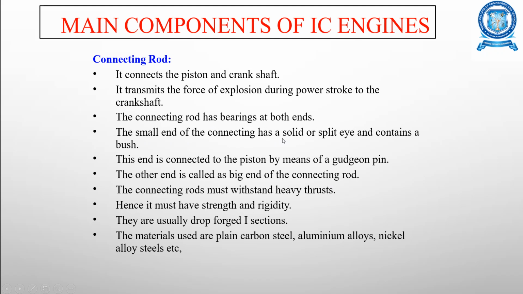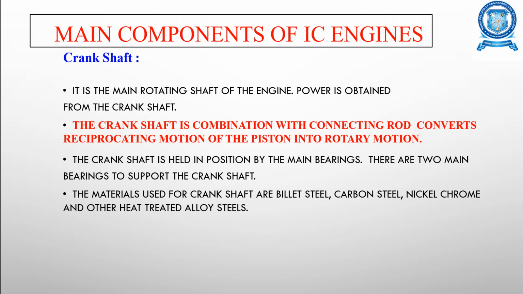The small end of the connecting rod has a solid or split eye and contains a bush. This end is connected to the piston by means of a gudgeon pin. And the other end, called the big end of the connecting rod, in order to withstand heavy thrust, should have strength and rigidity. And they are mostly made of drop forged I-sections. The materials used here are plain carbon steel, nickel alloy steels, and aluminum alloy.